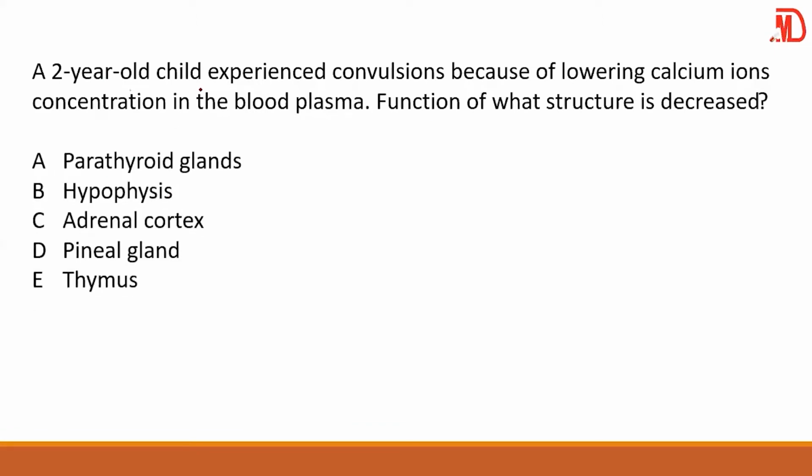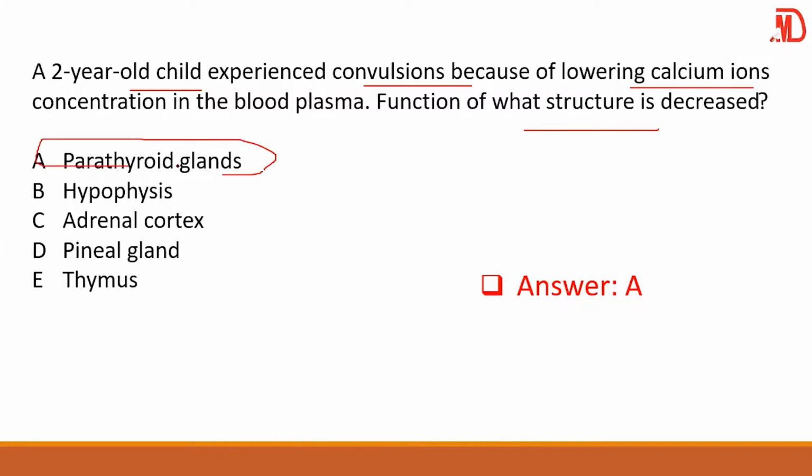A 2-year-old child experienced convulsion because of lower calcium ions in the blood. What structure is decreased? Or which organ is having a problem? Calcium is regulated by what? Of course, the parathyroid gland. So here we are looking at A. If A is impeded or is faulty, it means calcium could be very low.